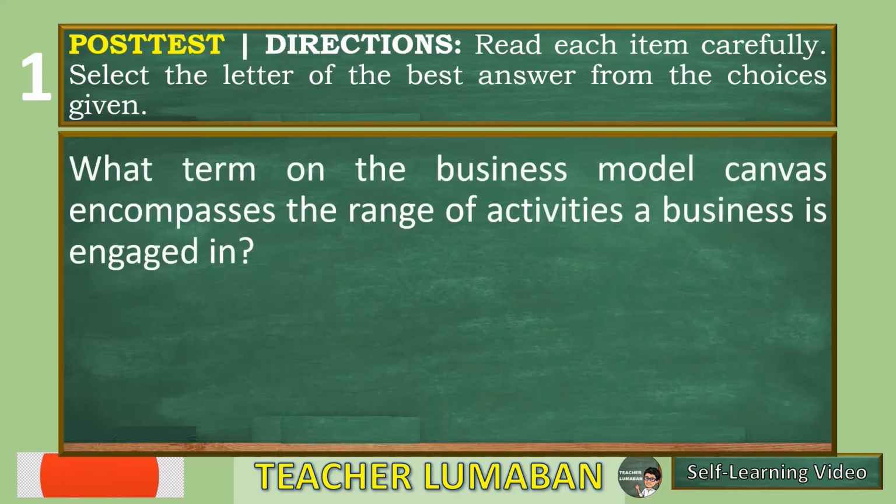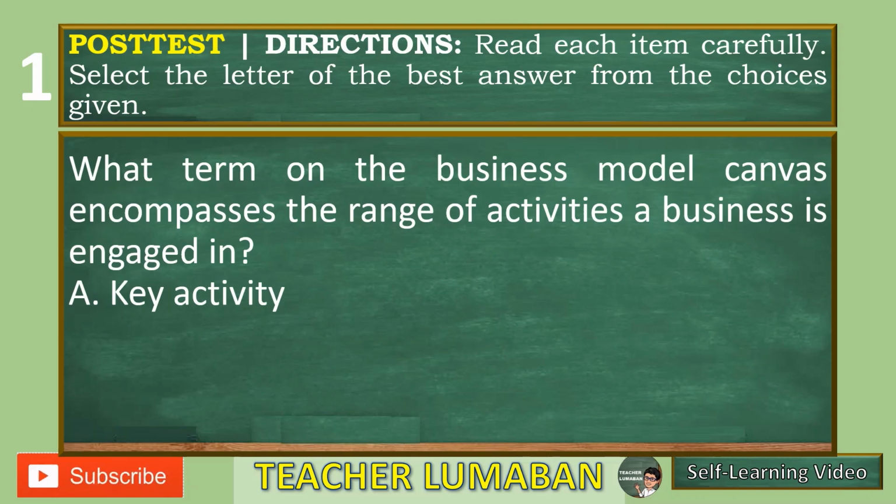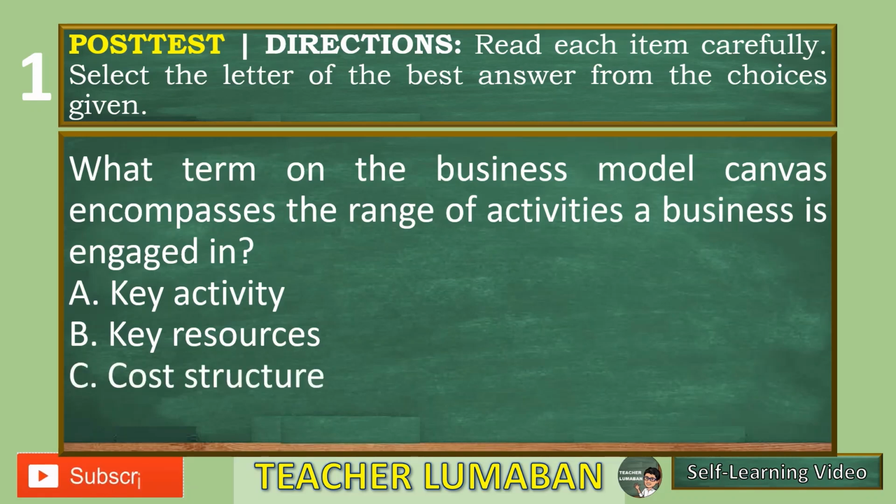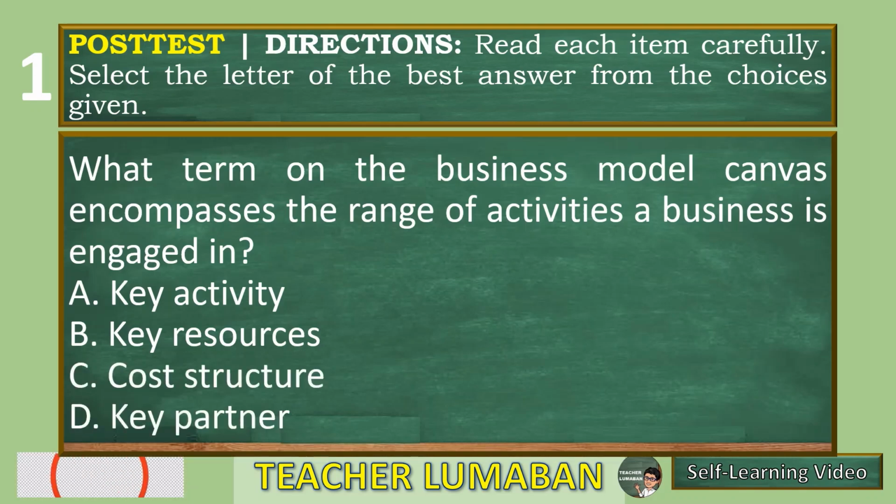What term on the business model canvas encompasses the range of activities a business is engaged in? A. Key activity. B. Key resources. C. Cost structure. D. Key partner.